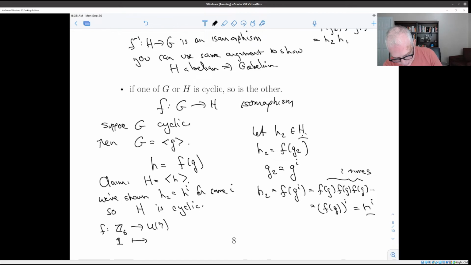And 1 went to 3 to the 1, which is 3, which is a generator of U of 7. So the fact that these are both cyclic groups of order 6, because there's an isomorphism, we showed that since Z6 is cyclic, so is U of 7. Of course, we all already knew that U of 7 was cyclic. That's how we constructed the isomorphism. But that's still an example of what's going on here.